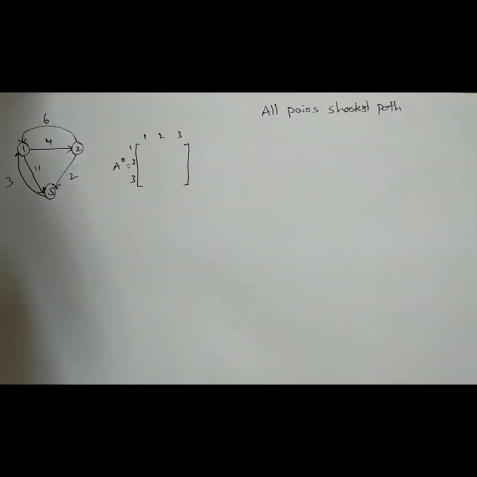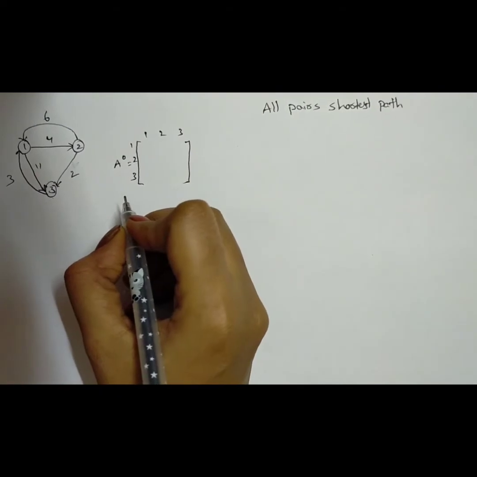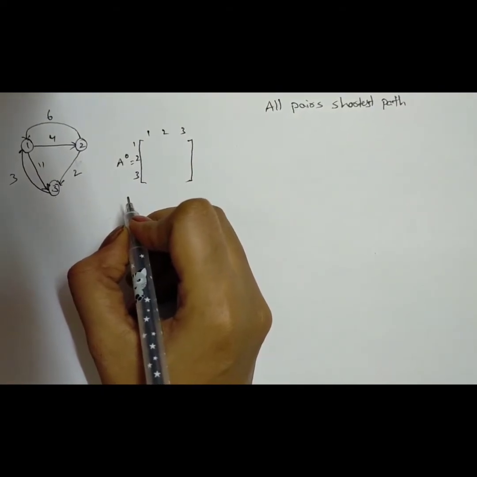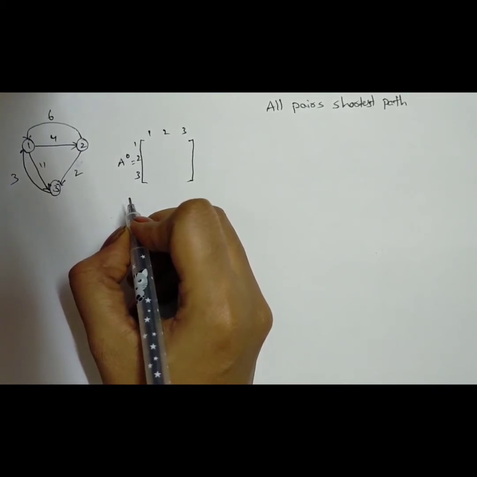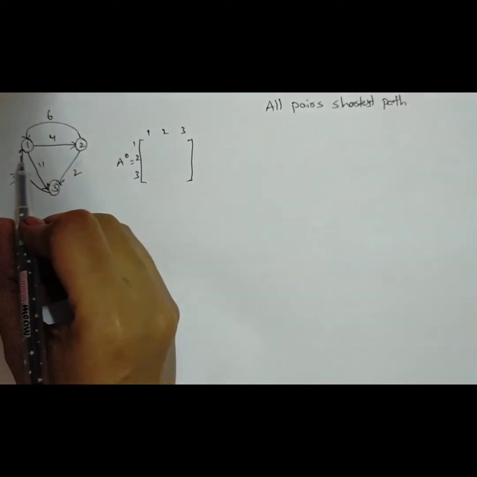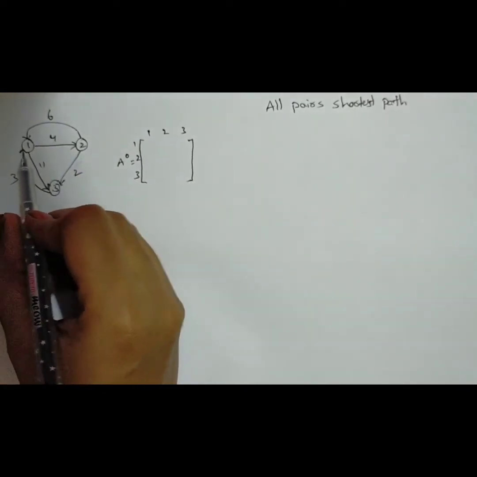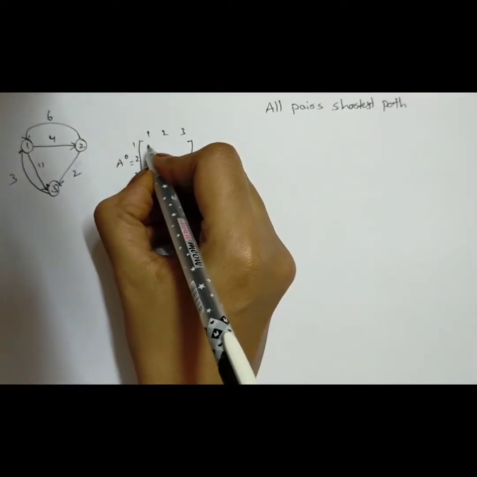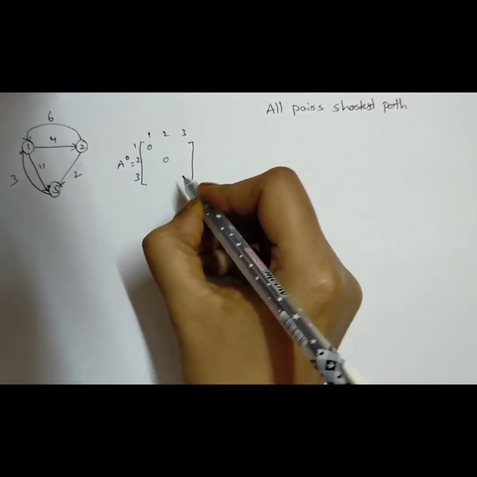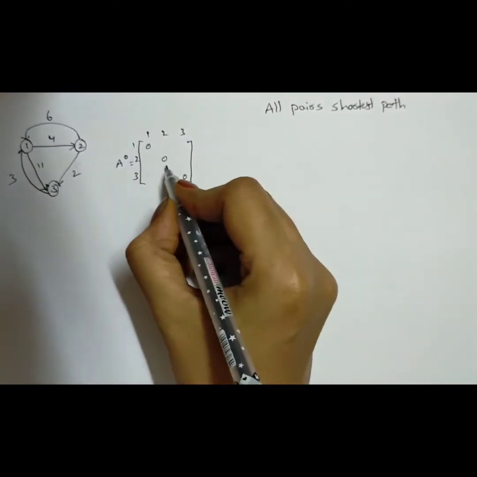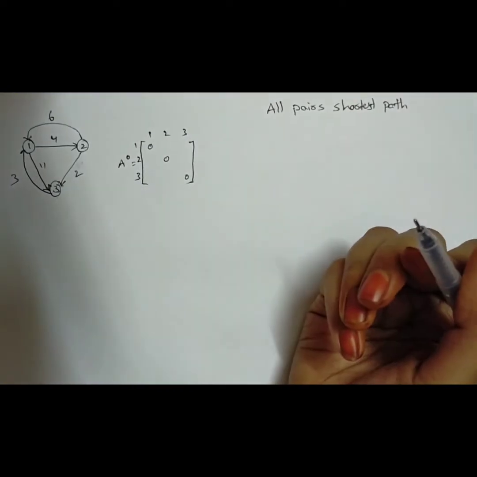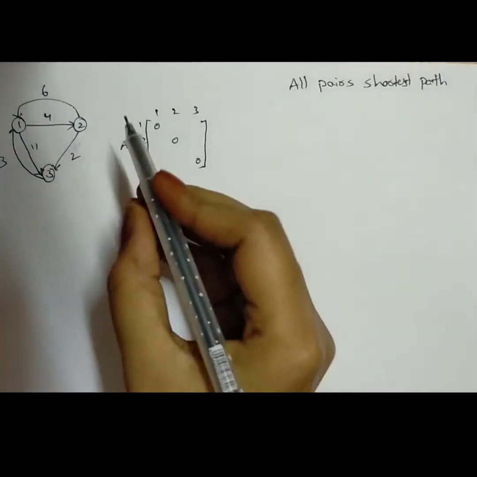First we need to make a matrix representation for the given vertices. All the distances will be represented in the matrix. There are no self loops in the graph, so all the self loops, that is 1 to 1, 2 to 2, 3 to 3, are represented as zeros.